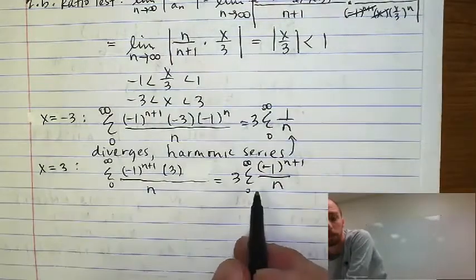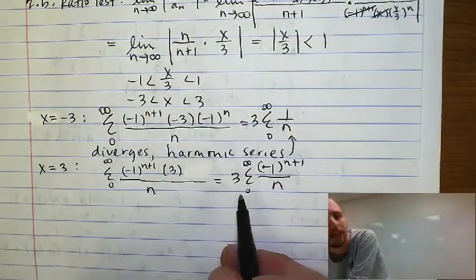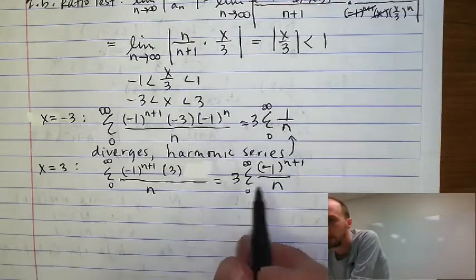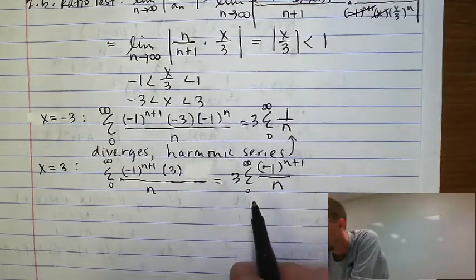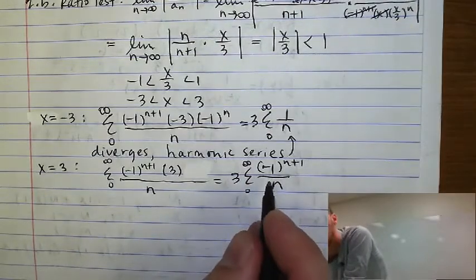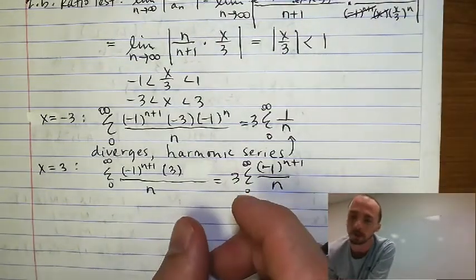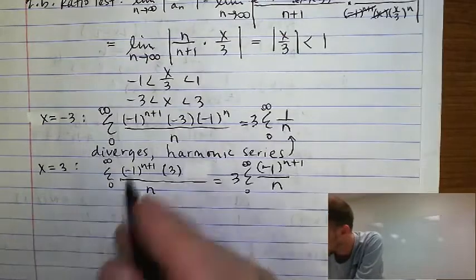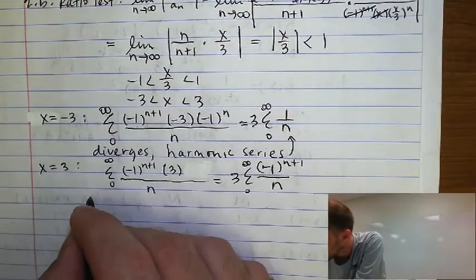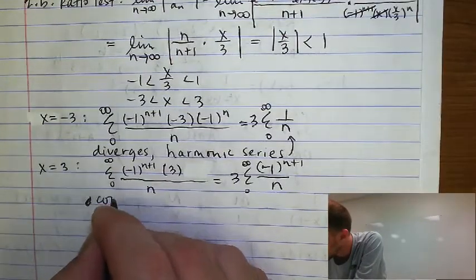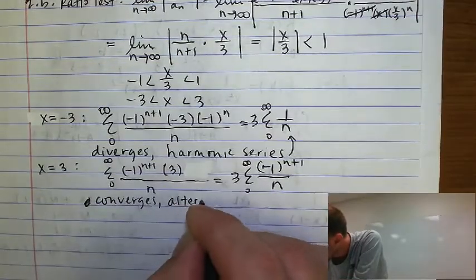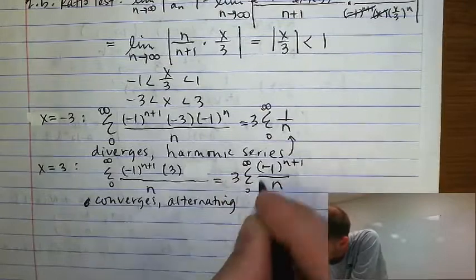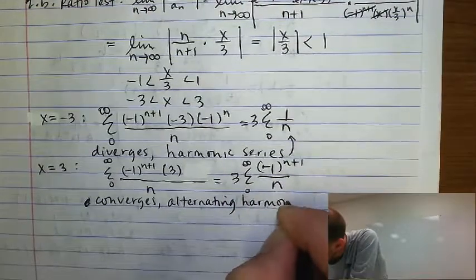This converges because it's the alternating harmonic series. You could say it converges by the alternating series test, right? The terms are alternating. They are decreasing in size and going towards 0 eventually. But I could just also say this is the alternating harmonic series, and we all know that the alternating harmonic series converges. That's one that we can just say without much justification. So I'm going to say this converges. Alternating harmonic series.